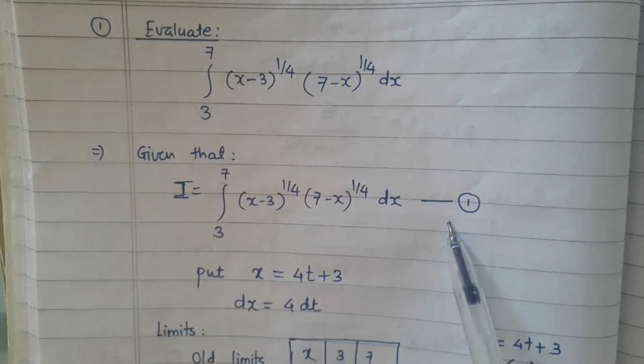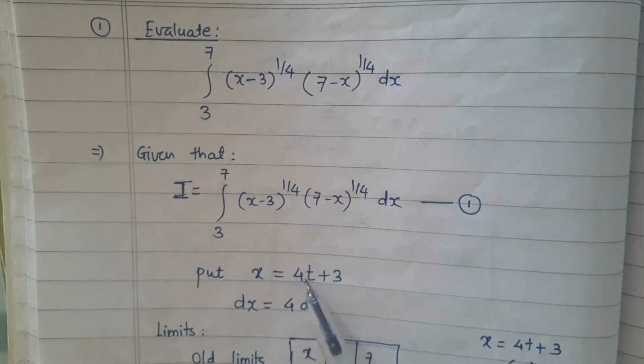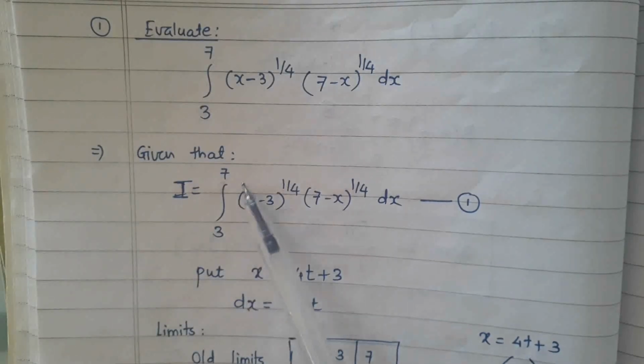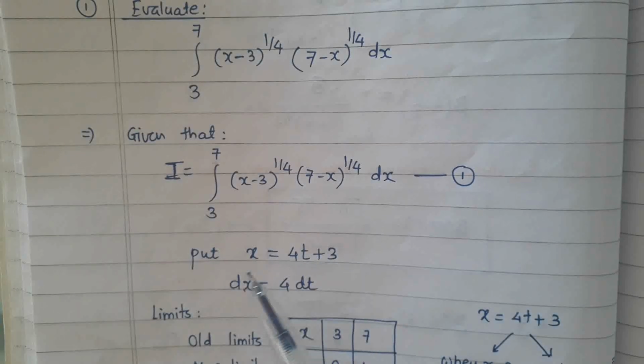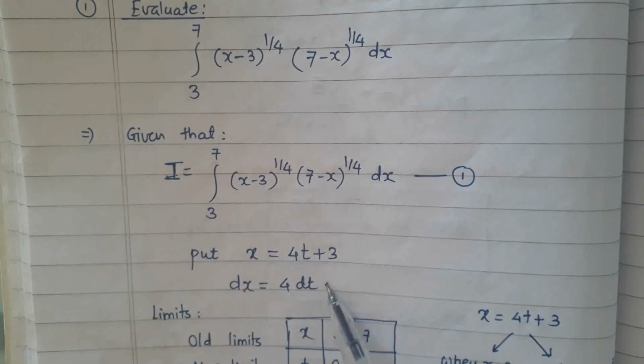Here the substitution is x minus 3 is equal to 4t. That means x is equal to 4t plus 3. Using this substitution, you can convert the limits 3 to 7 as 0 to 1. Simultaneously, you have to differentiate this. If x is equal to this, differentiating becomes dx is equal to 4 into dt, the derivative of 3 becomes 0. So the value of dx is equal to 4 dt.